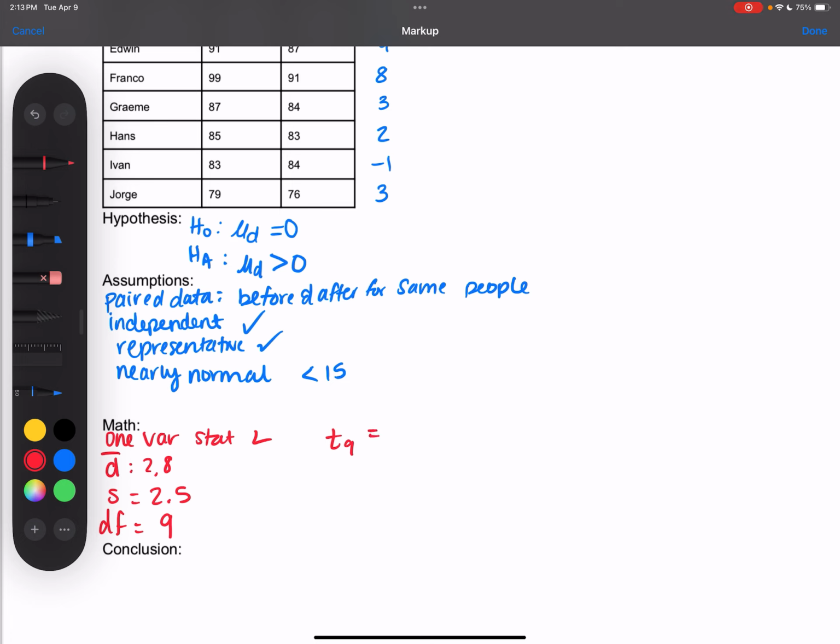t for 9 would be 2.8 minus 0, because remember that number is basically always 0 unless they tell us something otherwise, divided by 2.53 over the square root of 10. And what do we get for that?